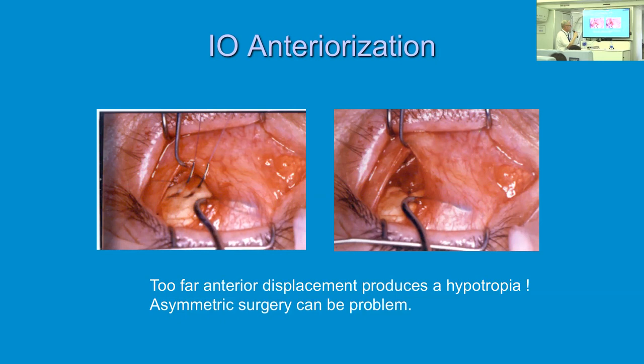And if you do an anteriorization, if you place it too far anterior where the inferior rectus muscle is, you can actually make it a depressor of the eye and produce a hypertropia, especially if you do it only in one eye. So you always want to do this in both eyes in most cases.